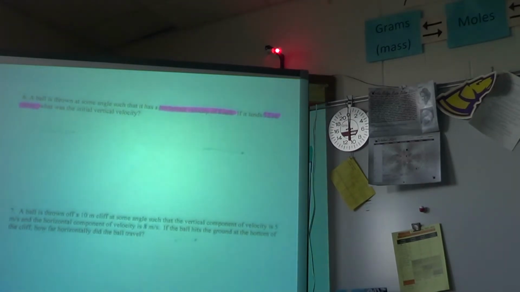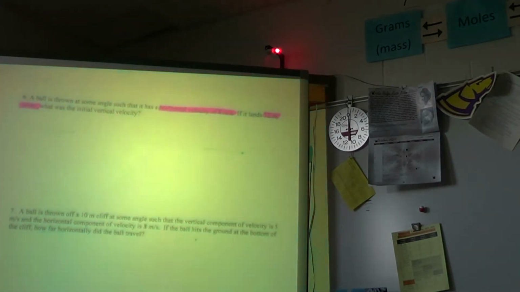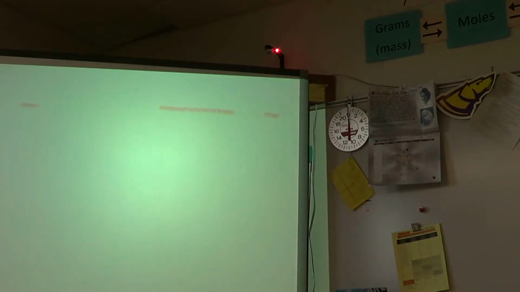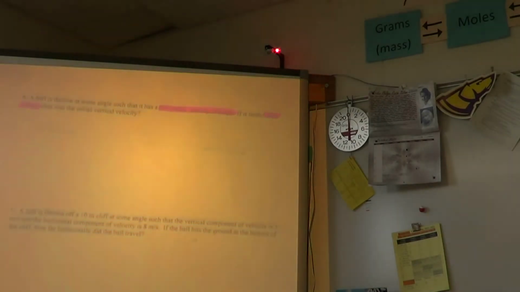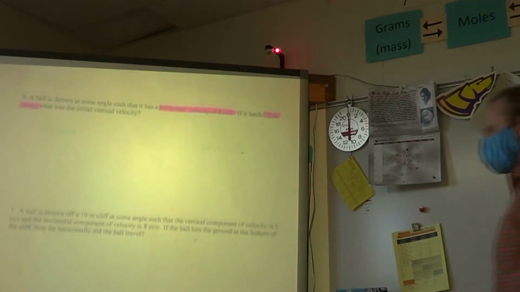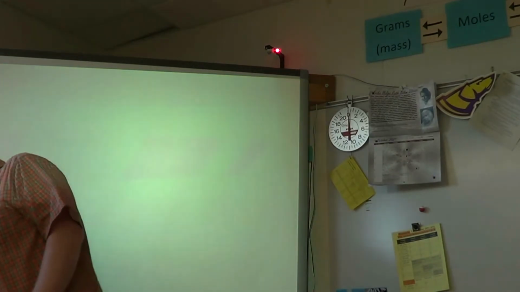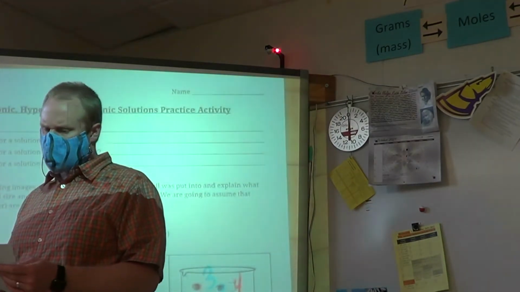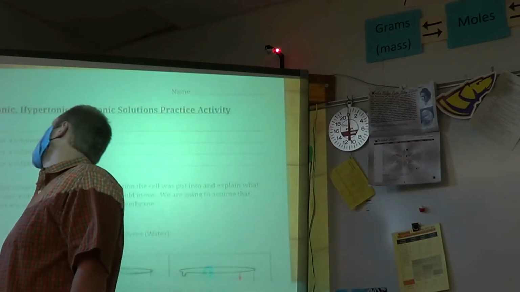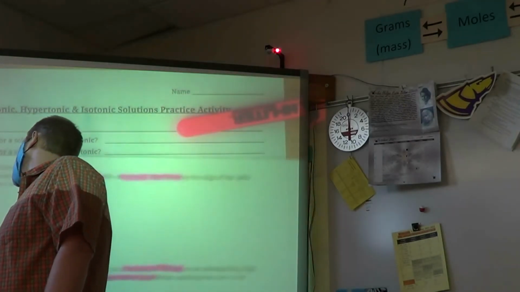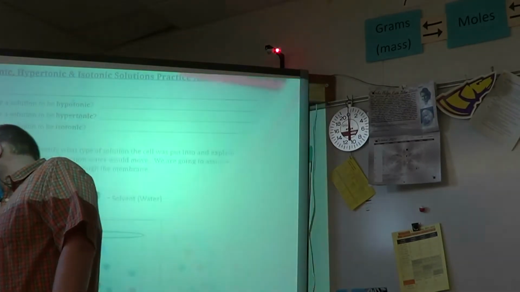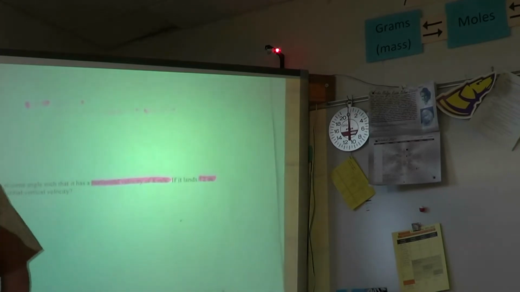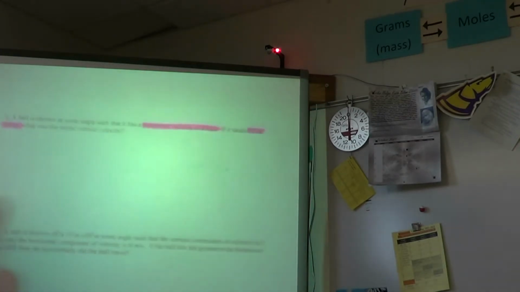Question number 6 on the 2D motion in-class problems. Looks like the tennis ball rolls off the table. Okay, yesterday we did number 5. We're going to look at number 6.